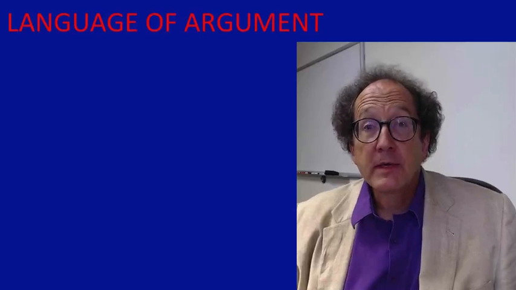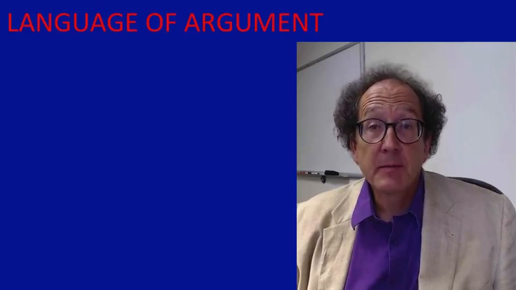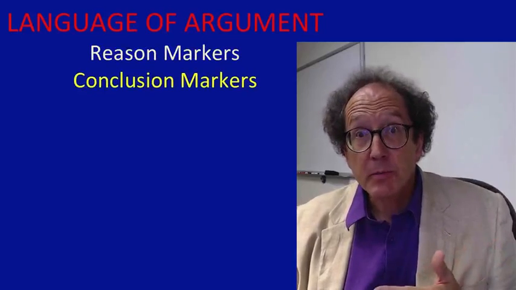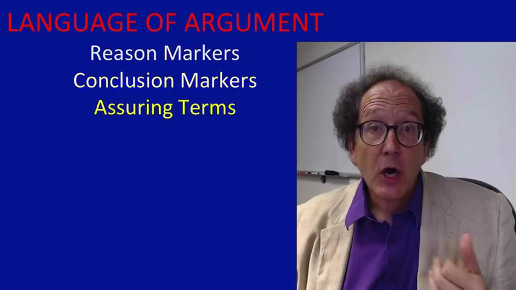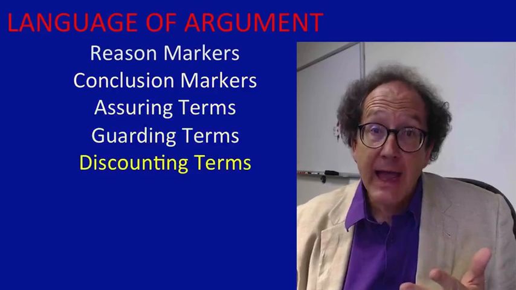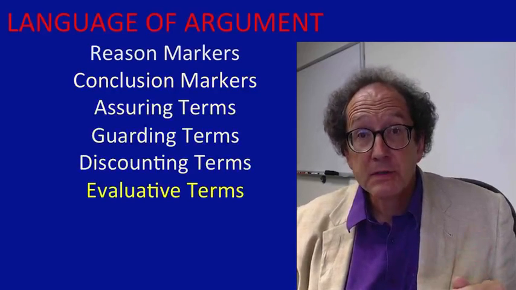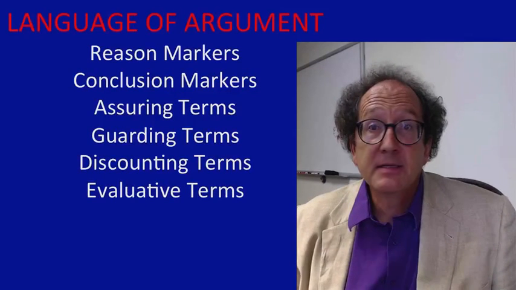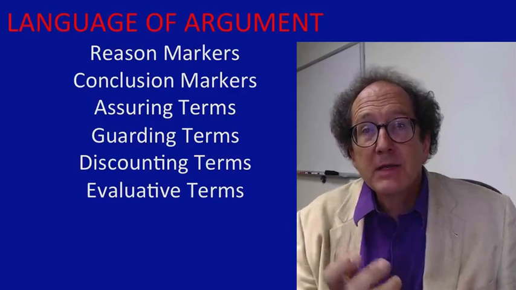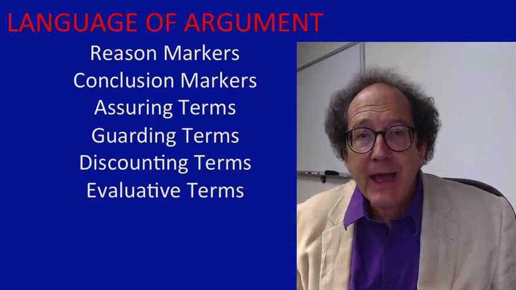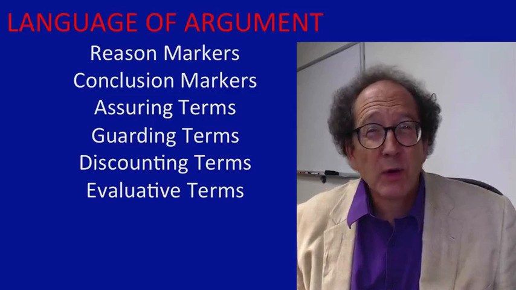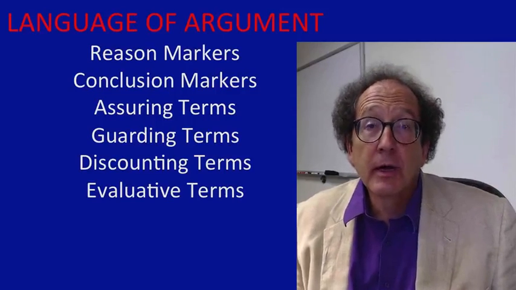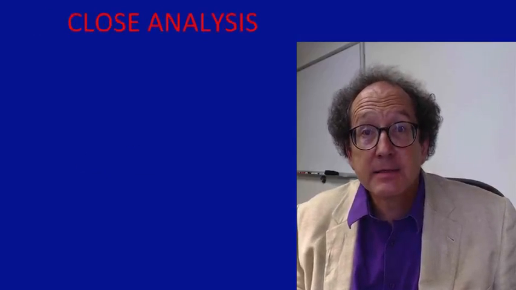So far, we've looked at the language of argument in some detail because we've separated the reason markers from conclusion markers. And we've talked about assuring and guarding and discounting and evaluative words. So we've picked out a lot of different words in language that play distinct roles in arguments. But what we need to do for a real argument is to bring it all together and show how these types of words can work together in a single passage. And to do that, we're going to learn a method called close analysis.